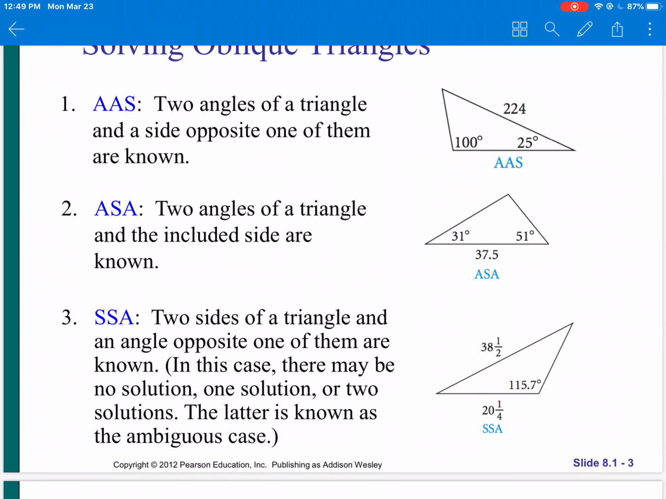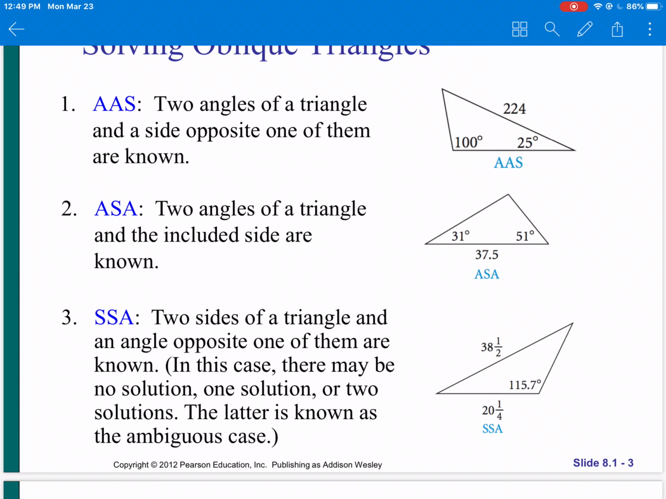So listing the different cases, we have what's called the AAS case, which is where we know two angles of the triangle and a side opposite one of those, or what I like to refer to as a non-included angle, because if you look at number 2, the ASA case, we have two angles of the triangle and the included side is known. Now these two cases are essentially the same, because if you know two angles of the triangle, you can find the third.